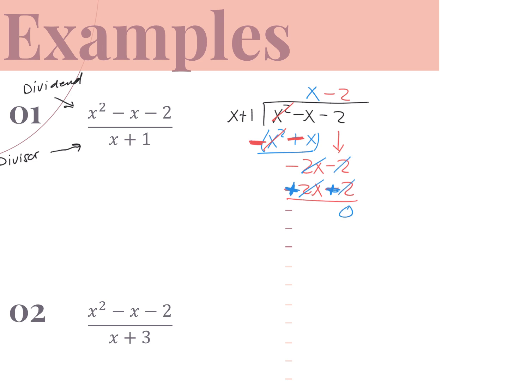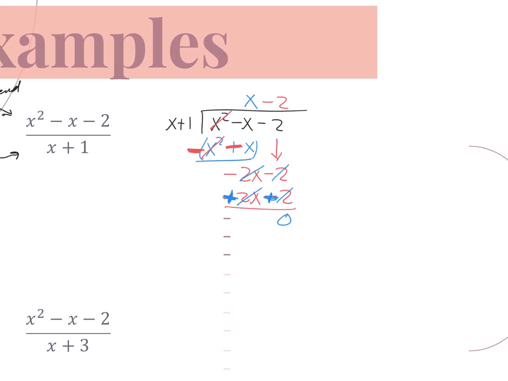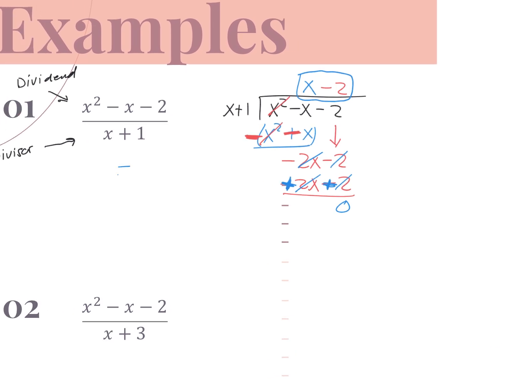And then you're going to get a remainder of 0. If you have a remainder of 0, that's fine. It's just this here is going to be your quotient. So when you go ahead and divide this, this is going to get you x minus 2, right?